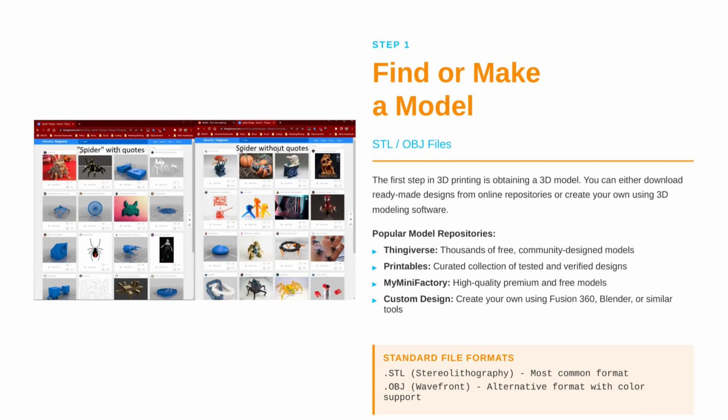Step 1. Find or make a model. The initiation of any additive manufacturing process requires a standardized digital representation of the object's geometry, which is typically encapsulated in an STL or OBJ file format. This prerequisite follows the conceptual understanding of the FDM mechanism. The STL format, derived from stereolithography, approximates the object's surface using a mesh of triangular facets, defining the outer shell without inherent information about color or texture.